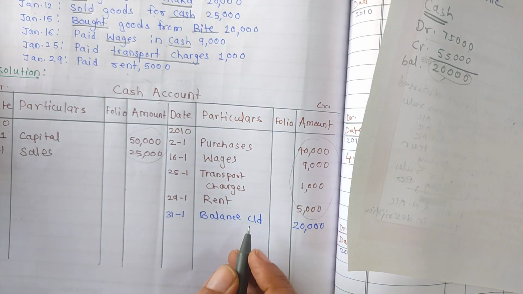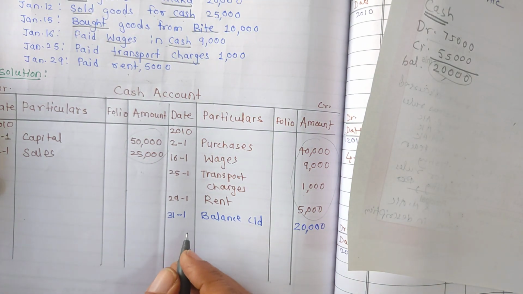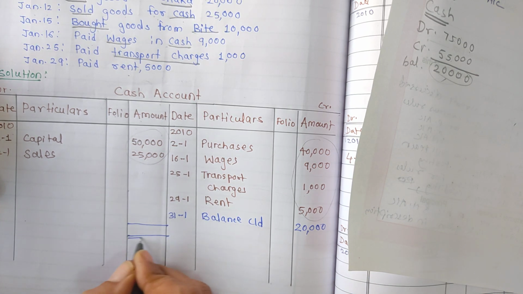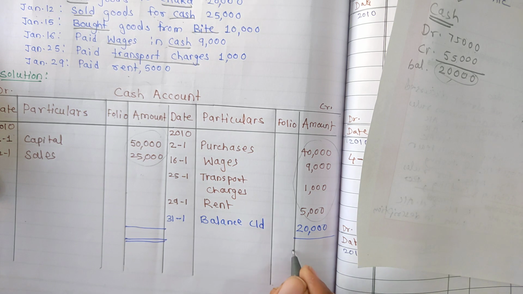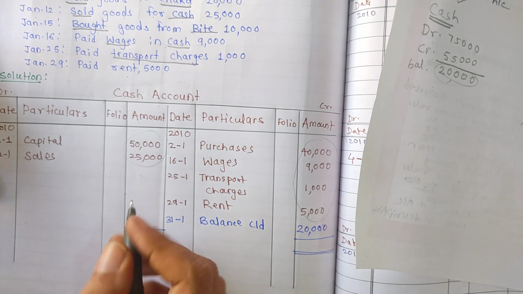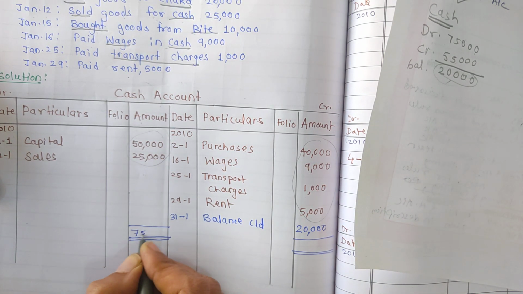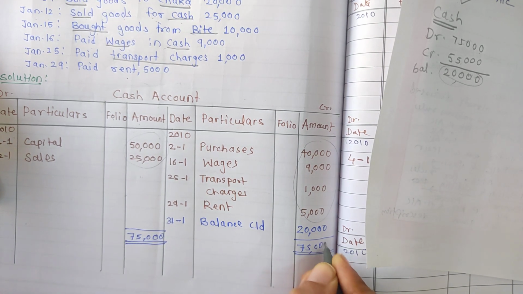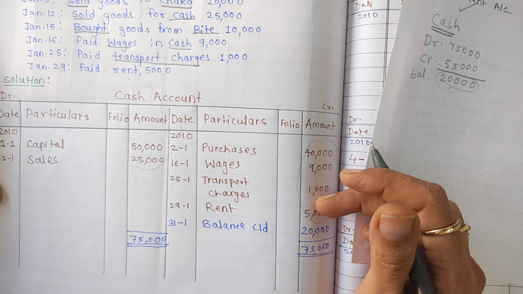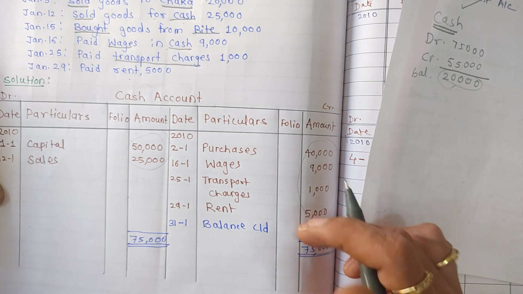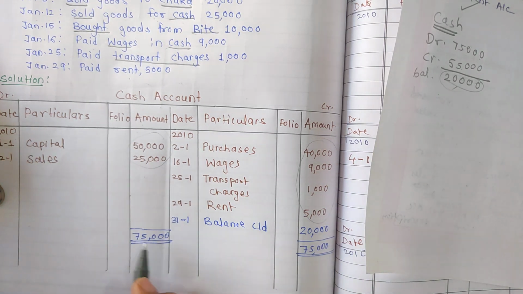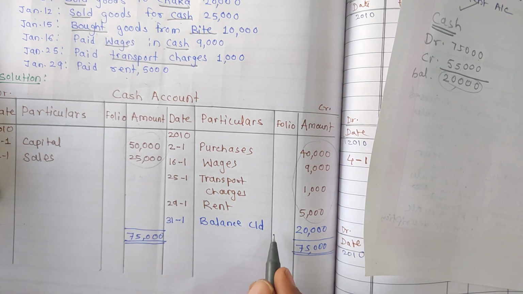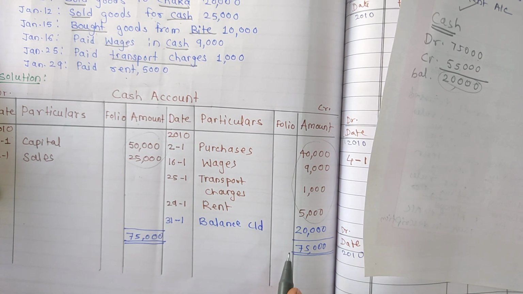Okay, now enter the totals level with each other. The total is now the same, equal, because we have already written the balance. So both sides total 75,000, because the credit side total is 55,000 and the difference amount we have written is 20,000. Make sure the total is on the same line and the balance carried down is above the total.